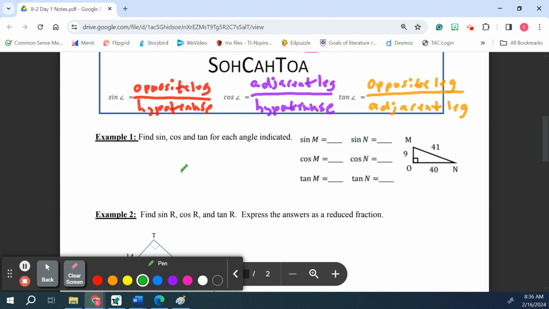All right, let's talk about these. Find the sine, cosine, and tangent for each angle indicated. So we're looking at M, guys, and we're looking at N. Here is M. My opposite is going to be 40. My adjacent is going to be 9. So if we're looking for the sine of M, that's opposite over the hypotenuse. So that'll be 40 over 41.